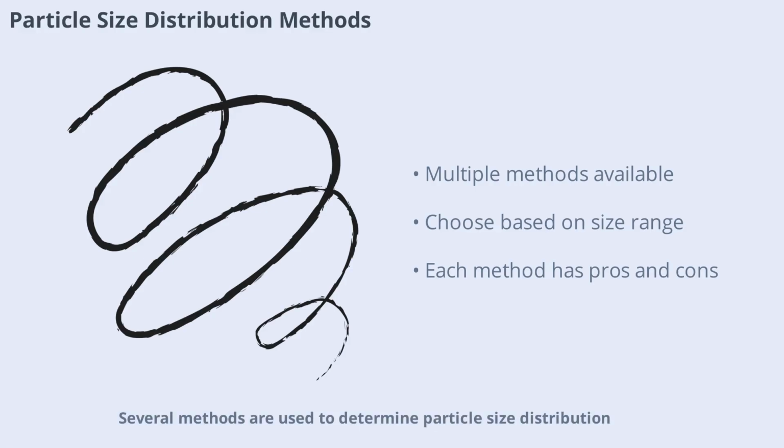Several methods are used to determine particle size distribution, each with its own principles and advantages. These methods include direct measurement, sieving, sedimentation, and electrical sensing. Choosing the right method depends on the size range of the particles and the specific requirements of the analysis.